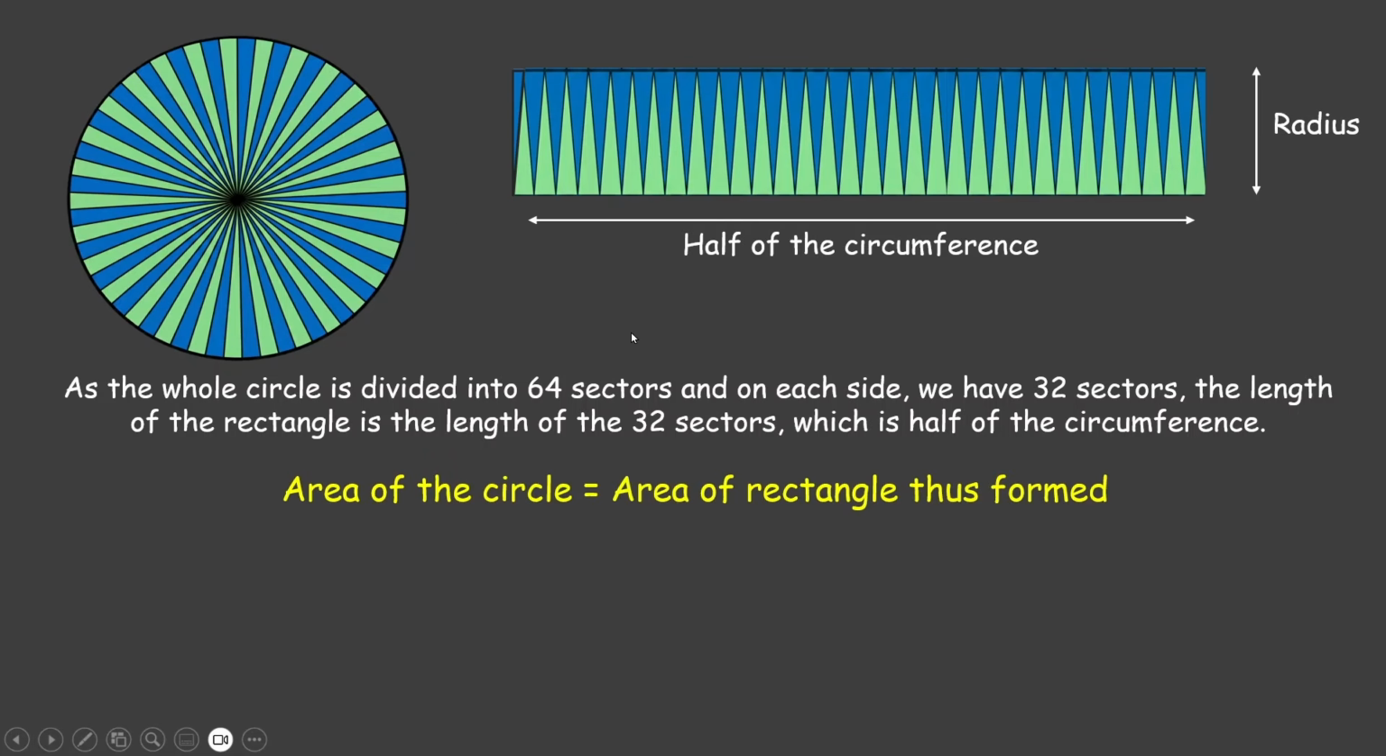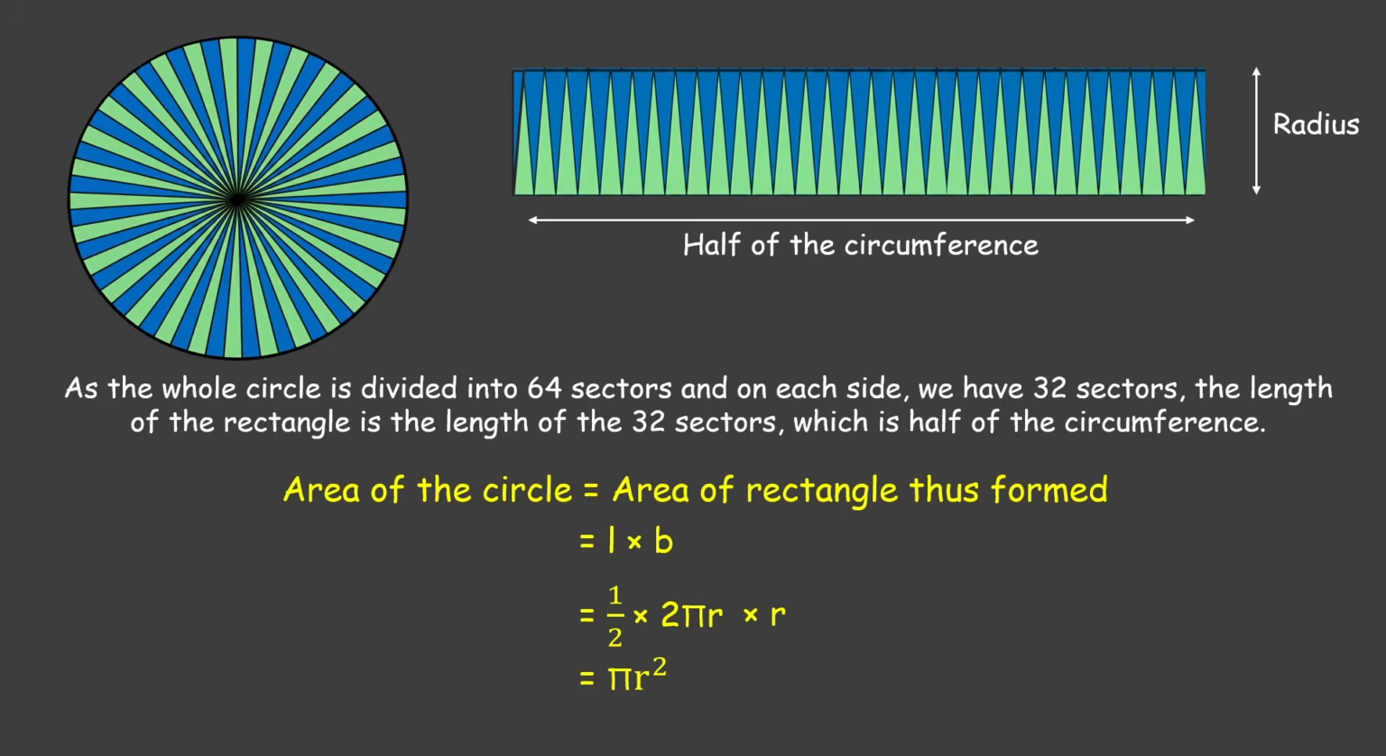Area of circle is equal to area of rectangle formed, and area of rectangle is given by length into breadth. Length is half of the circumference of circle. Circumference of circle is 2 pi r. So half of 2 pi r into breadth, which is radius. So we cancel out this 2 with this 2, and that gives us pi r into r, which is pi r squared.